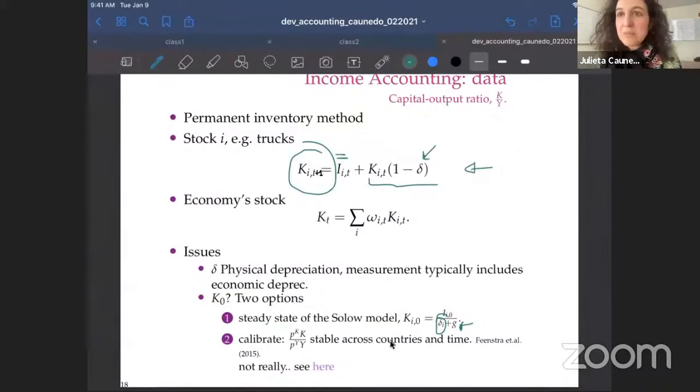Sorry, that seems a little bit big, but that was the best I could do given that I didn't want to spend more than 5 minutes talking about how you construct these initial capital stocks. If you have questions about them, I'll be happy to answer at the end or offline.